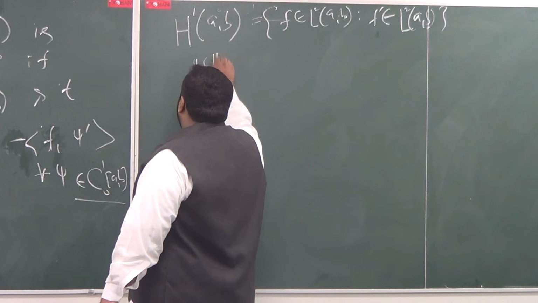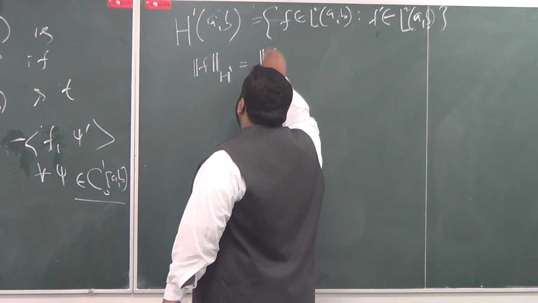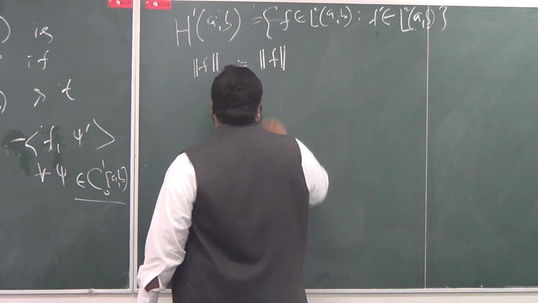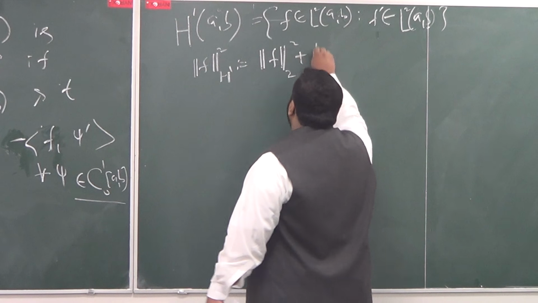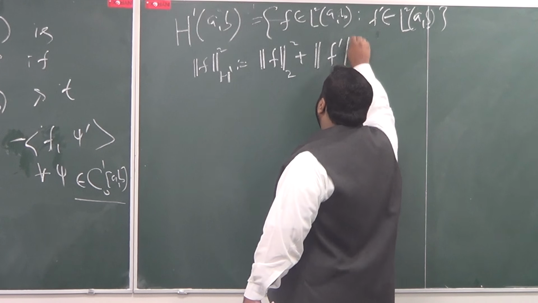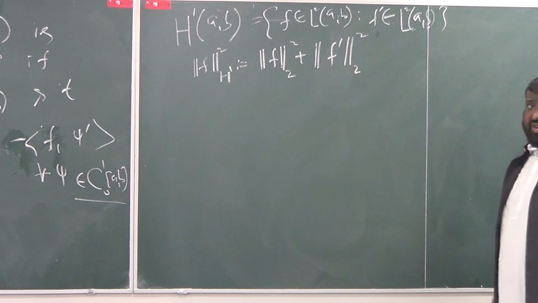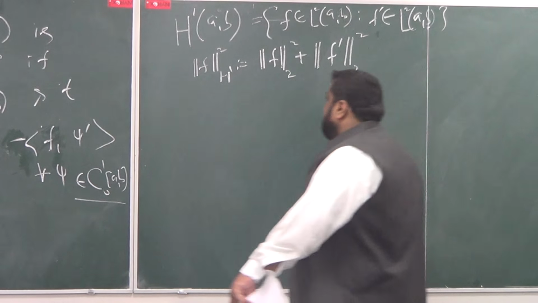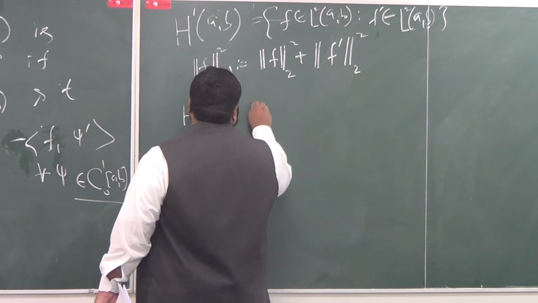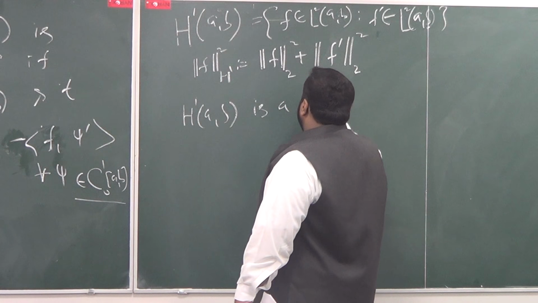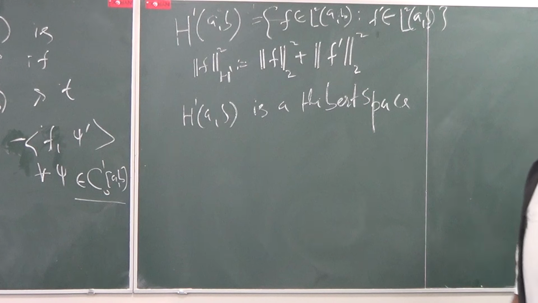So in other words, the norm on H1 is defined as the L2 norm of f squared plus the L2 norm of the weak derivative squared. So that's how we define the norm. And then we said that with this norm, H1(a,b) is a Hilbert space.